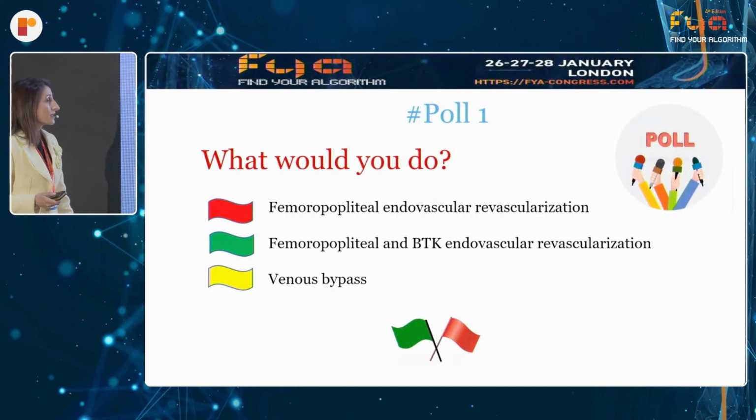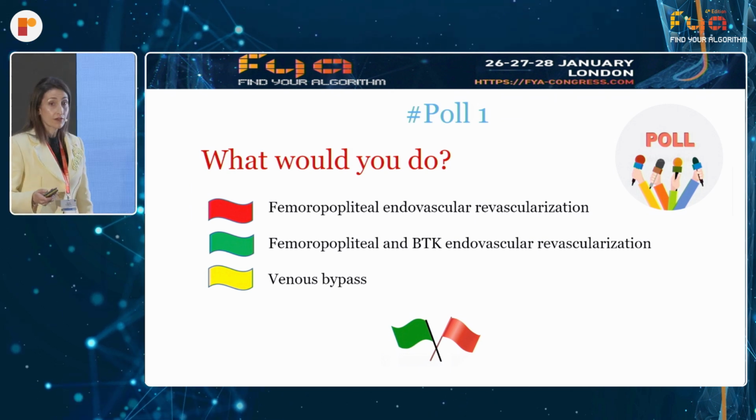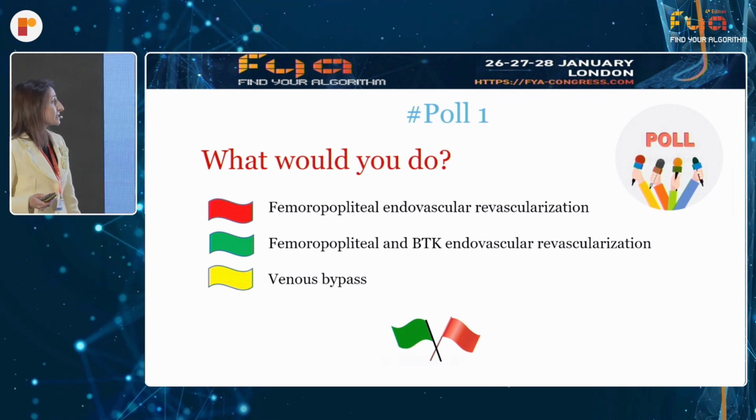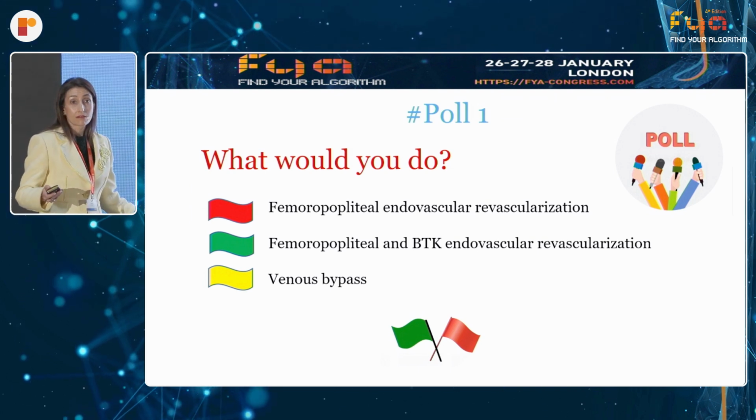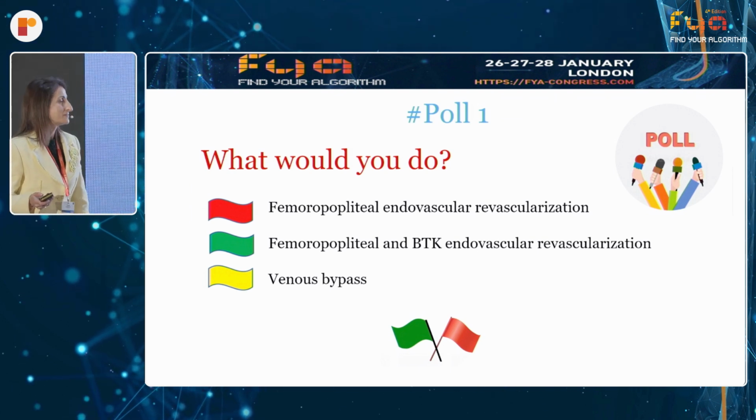So this is my first poll. What would you do? Femoral popliteal endovascular revascularization, femoral popliteal and BTK endovascular revascularization, or maybe venous bypass? What would you say?